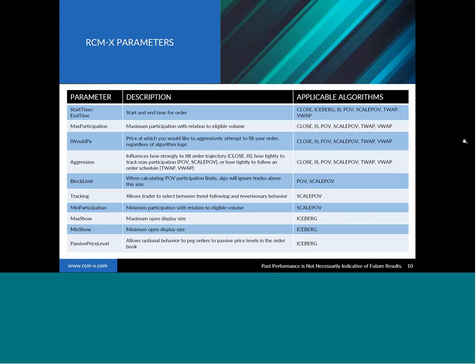The tracking parameter is a parameter that you use in scale POV to specify whether you think that the prices are going to be trending or reverting, and that's how we choose to set the participation rate on a dynamic basis between the minimum participation rate and the maximum participation rate. And the final three parameters are parameters we already discussed when explaining what the iceberg algorithm does.